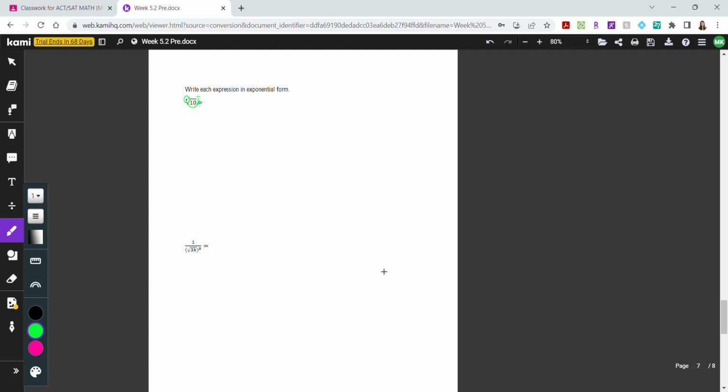If I don't have any number here, that means it's 1. Right, so that means if I were to rewrite this in exponential form, it's going to be 10 to the power of 1 over 6. Okay?